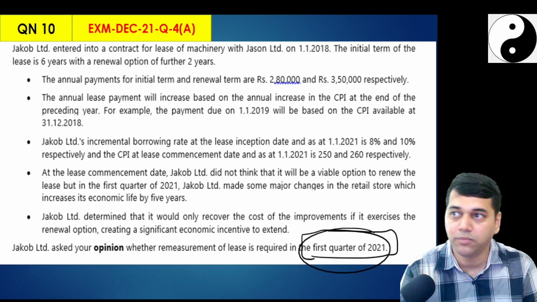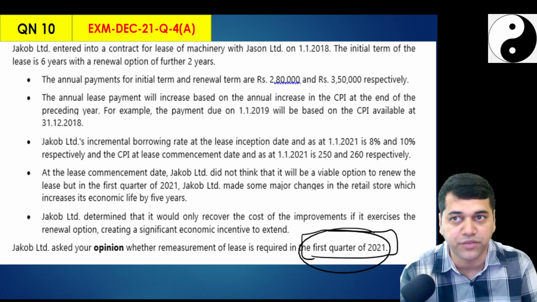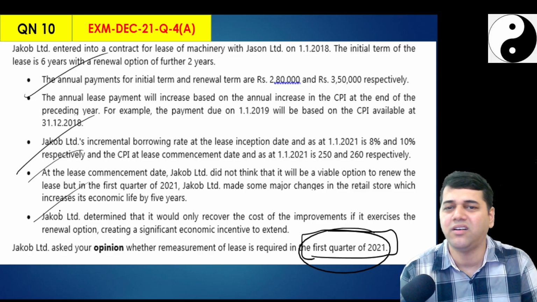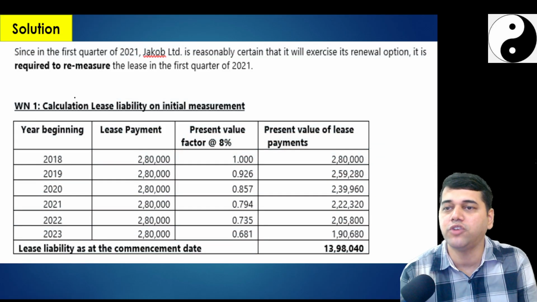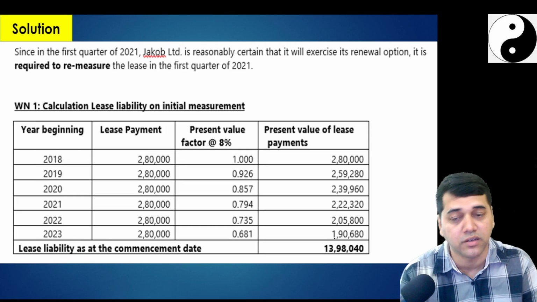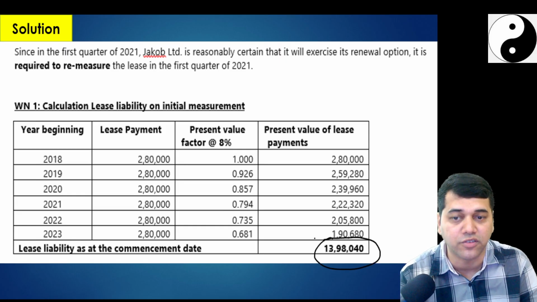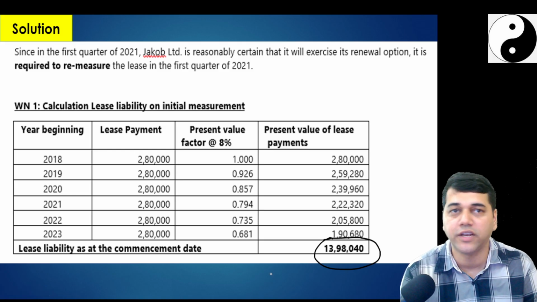Understood, no? So be prepared to face this type of thing. Okay, I don't want to discuss it because it's the same thing. We'll straight away move to the answer. First, you would have prepared one amortization present value, 13,98,040 you would have got. Did you get this number? Or you got something different?